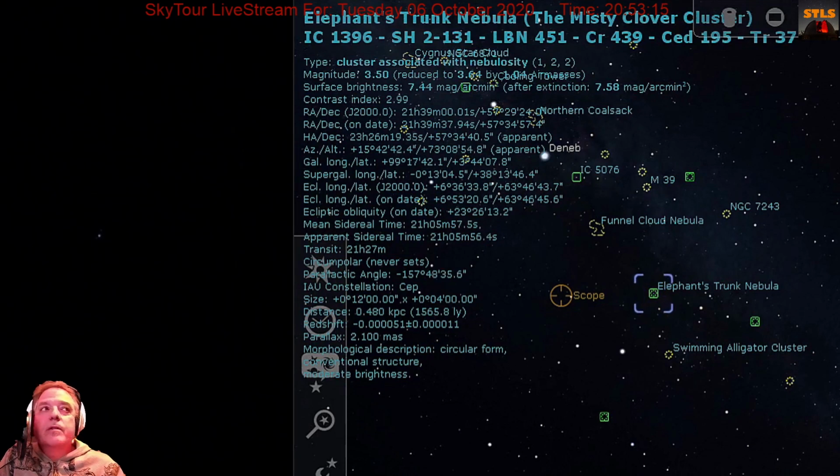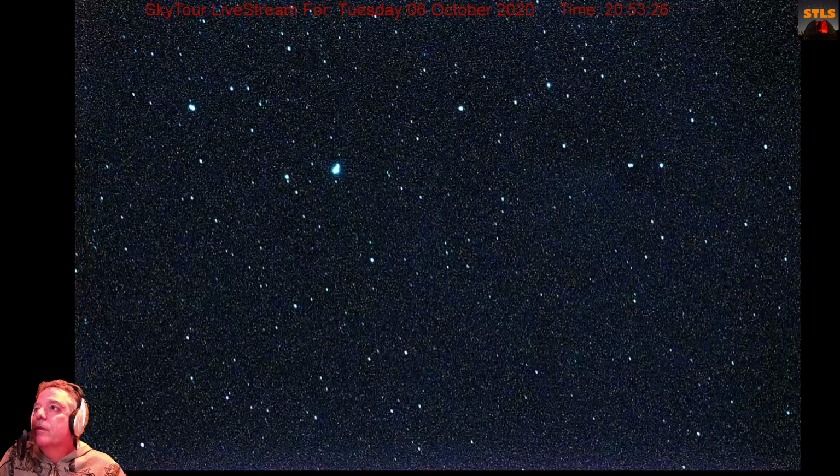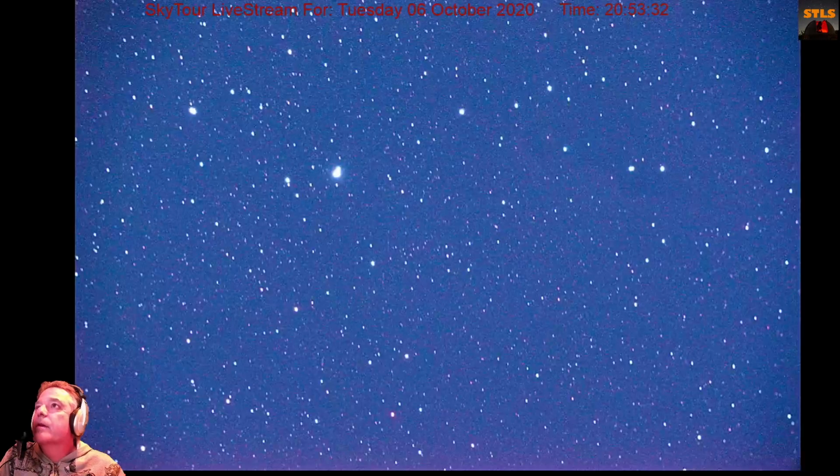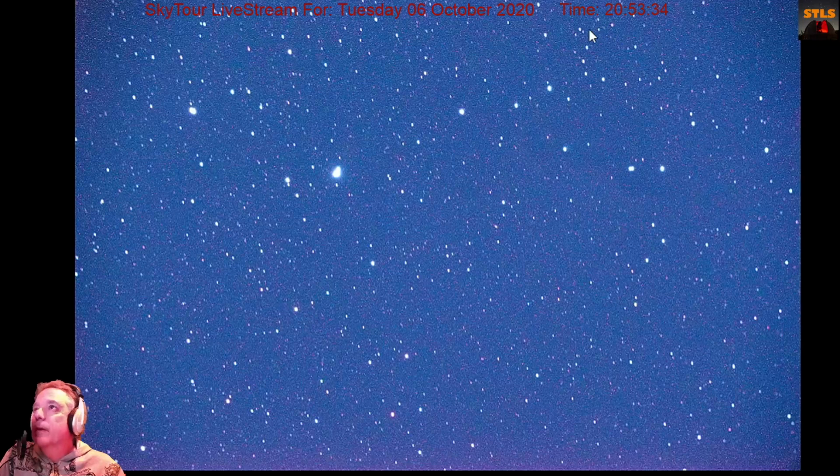Marianne asks a really good question. She says there's a star formation just above the elephant's trunk. It's pretty amazing. She says, a circle. Is there a name for that? Well, let's go back and see what she's talking about. I think she's talking about this right here, because that is above the elephant's trunk.